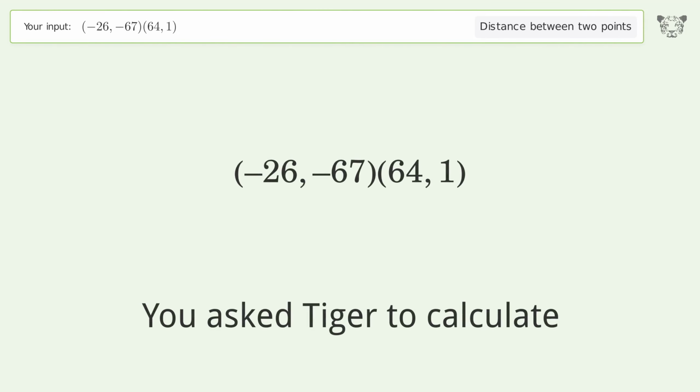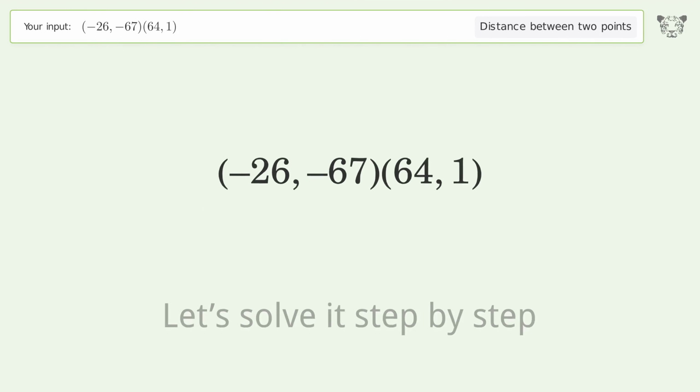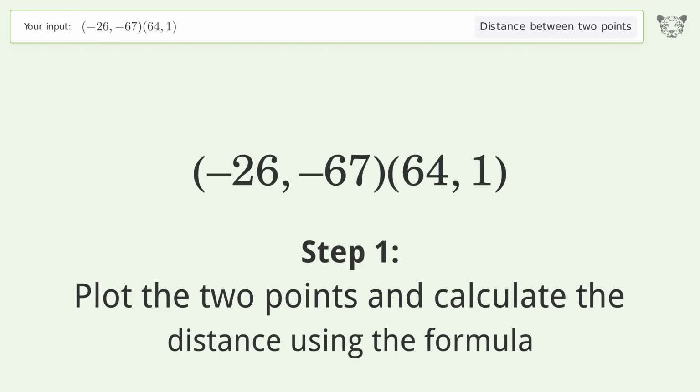You ask Tiger to calculate. This deals with the distance between 2 points. The distance between the 2 points is the square root of 12,724 or 112.801. Let's solve it step by step. Plot the 2 points and calculate the distance using the formula.